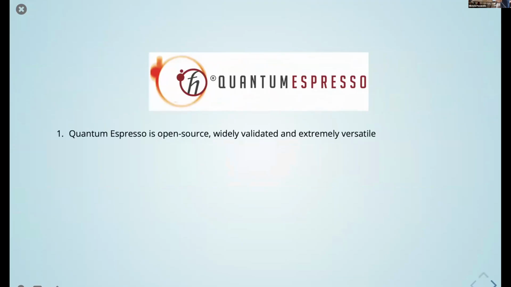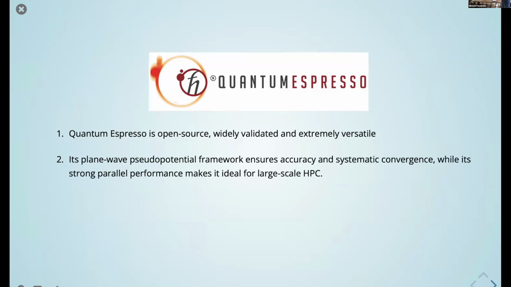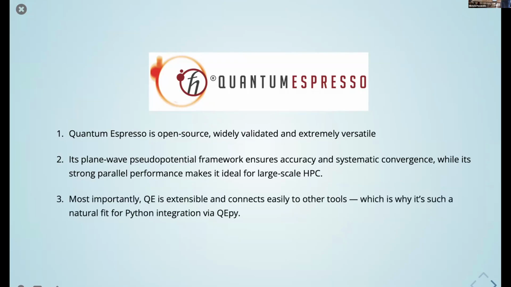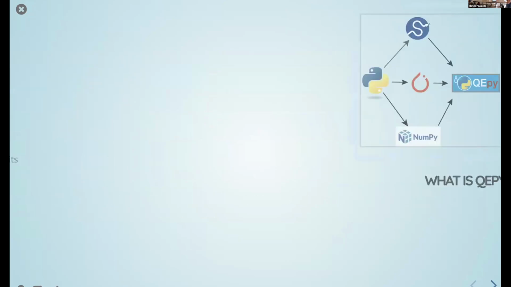One such method which does computational material science is Quantum Espresso. It's open source, widely validated, extremely versatile. It uses this plane wave pseudopotential framework for accuracy and to ensure systematic convergence. It has strong parallel performance, and that's what makes it ideal for large-scale, high-performance computing. Most importantly, Quantum Espresso connects easily to other tools, which is why it's such a natural fit for Python integration. And that's where QEpy comes in.